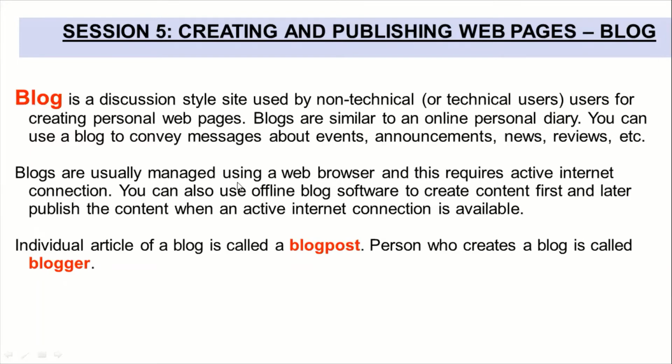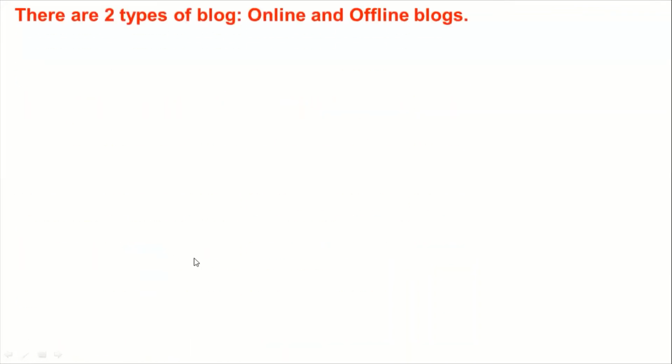Blogs are usually maintained using a web browser, and this requires an active internet connection. You can also use offline blog software to create content first and later publish the content when an active connection is available. An individual article on the blog is called a blog post. A person who creates a blog is called a blogger. There are two types of blogs, online blogs and offline blogs.